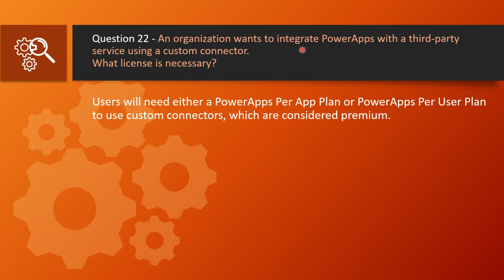An organization wants to integrate Power Apps with a third-party service using a custom connector. What license will be required? So here the Power Apps per app plan or Power Apps per user plan will be required to use the custom connector, because a custom connector is nothing but a premium connector.